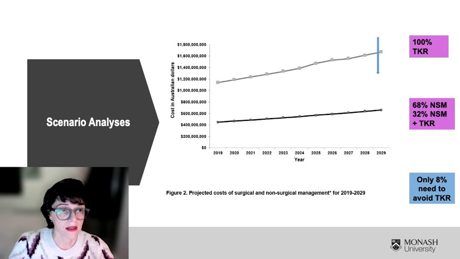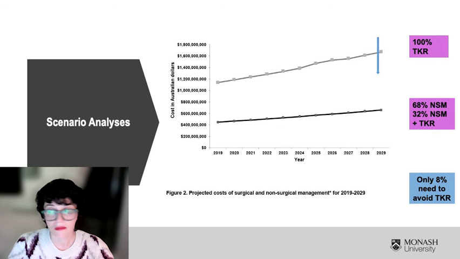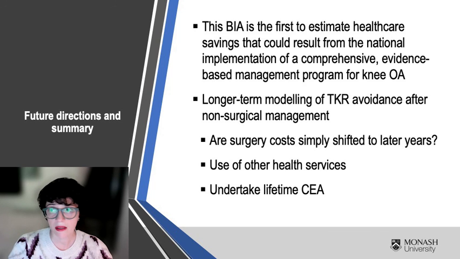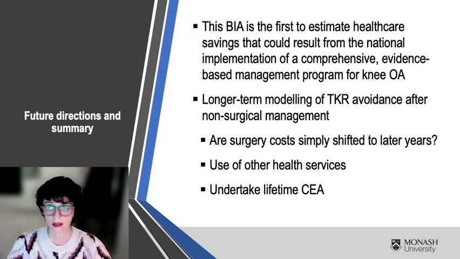We also tested the effectiveness of the program. It has to be only around 8% effective to still be cost saving. So large savings will be generated if the non-surgical osteoarthritis management program via GLAD is implemented in Australia. This is the first budget impact analysis to estimate healthcare savings that could result from national implementation of a comprehensive evidence-based management program for knee OA in Australia.